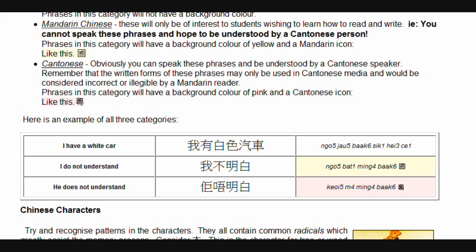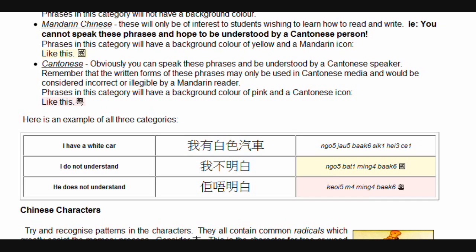Cantonese. Obviously, you can speak these phrases and be understood by a Cantonese speaker. Remember that the written forms of these phrases may only be used in Cantonese media and would be considered incorrect or illegible by a Mandarin reader. Phrases in this category will have a background color of pink and a Cantonese icon like this. Here is an example of all three categories.